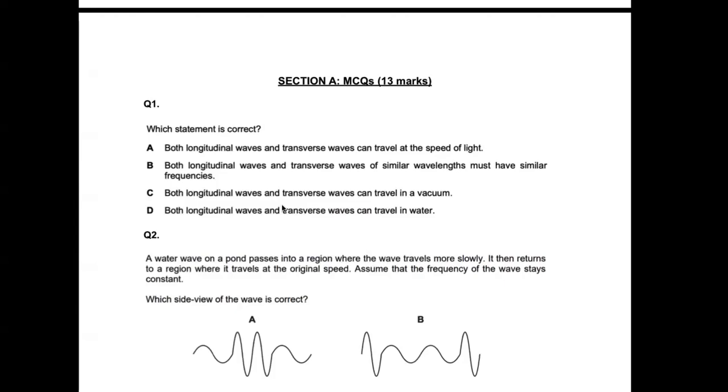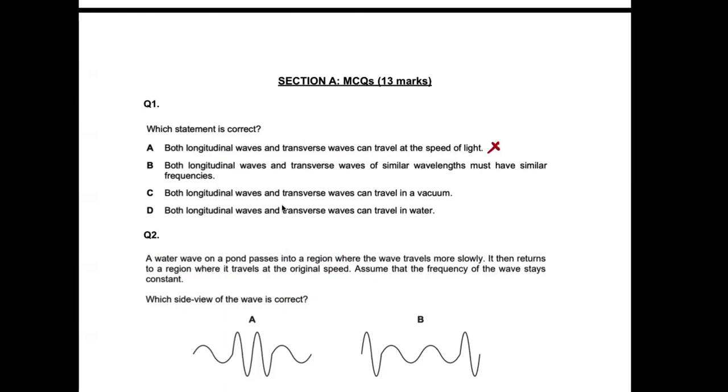All right, so let's get started. Question number 1. Which statement is correct? Both longitudinal waves and transverse waves can travel at the speed of light. So we know that the transverse waves that do travel at the speed of light are the electromagnetic waves. Do we know of any such longitudinal wave? No. So this is not the answer.